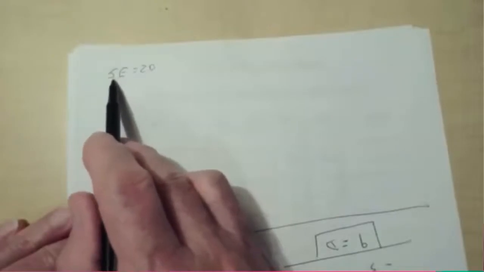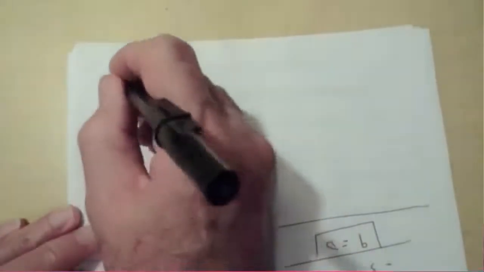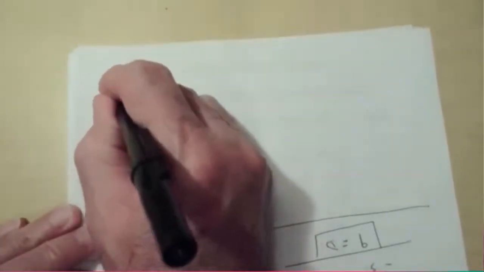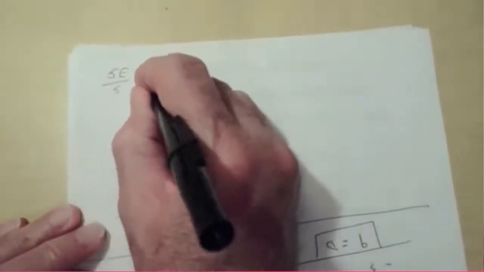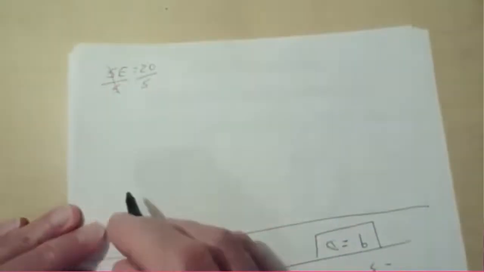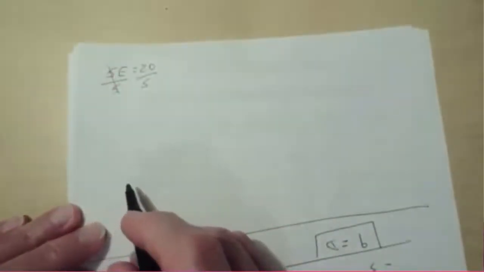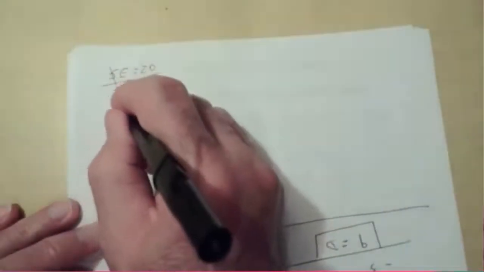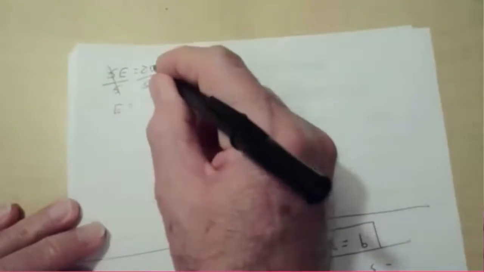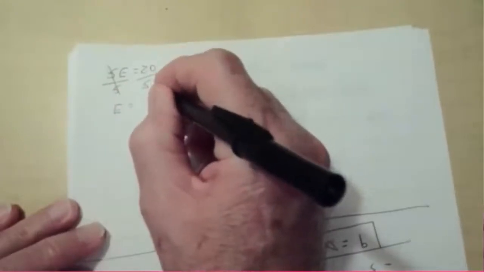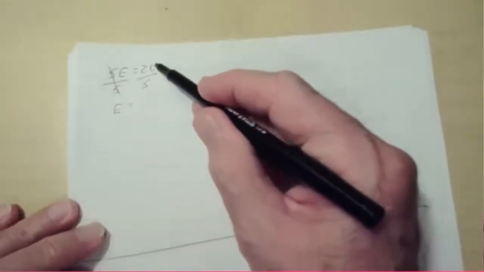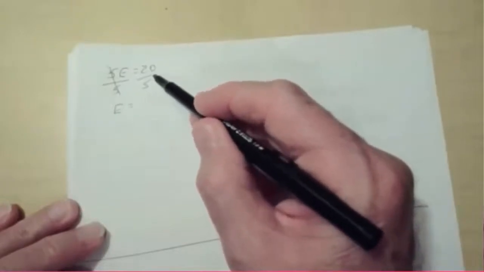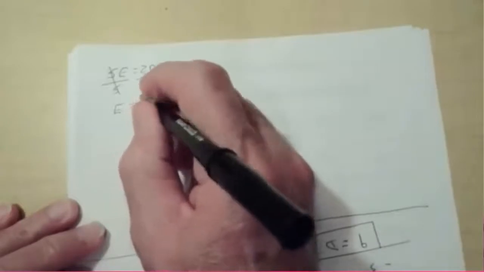So how do we undo multiplication? Division. Remember, the fraction bar means divided by. We're going to divide by 5. Whatever you do to one side, you have to do the other. 5 divided by 5 is 1. Any number divided by itself is 1. 1e, or just e. And 20 divided by 5. If you're going to put this in the calculator, do it from top to bottom. Fraction bar means divided by. 20 divided by 5 is 4.